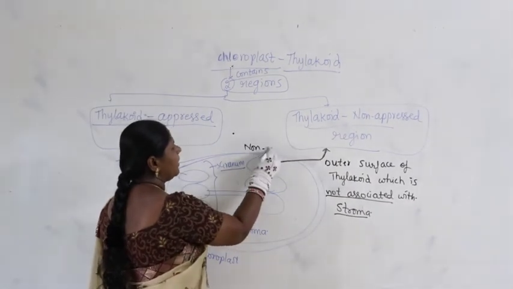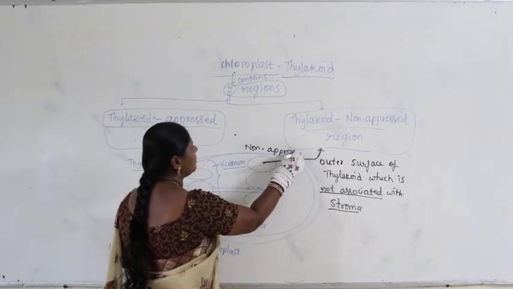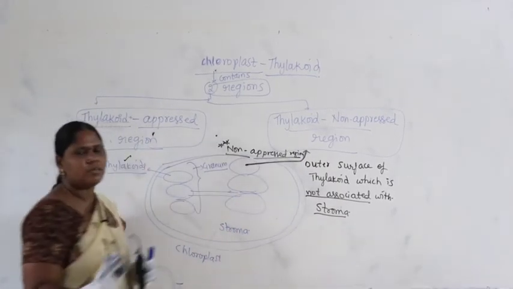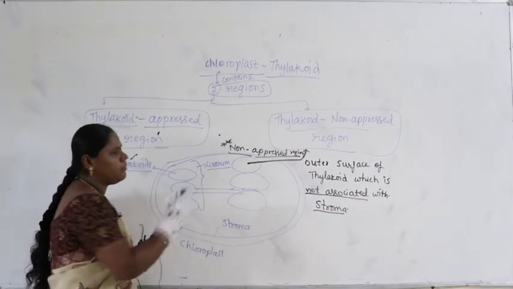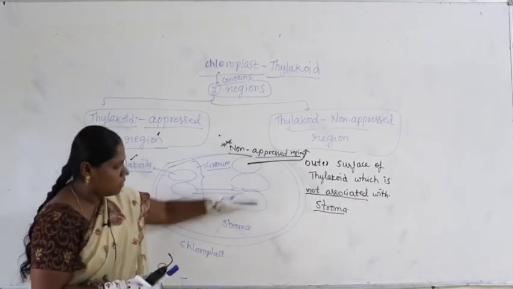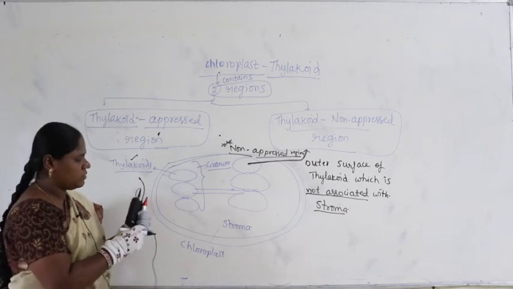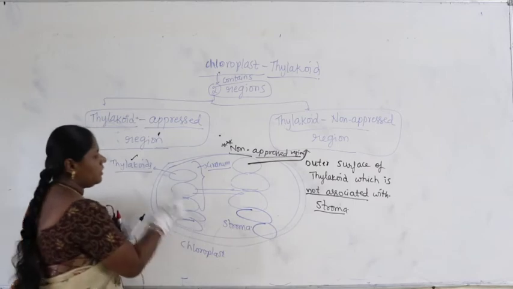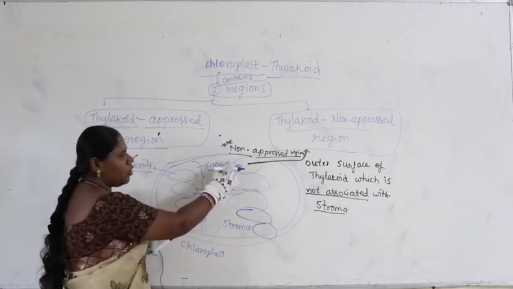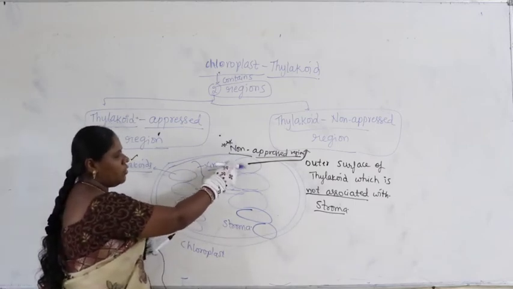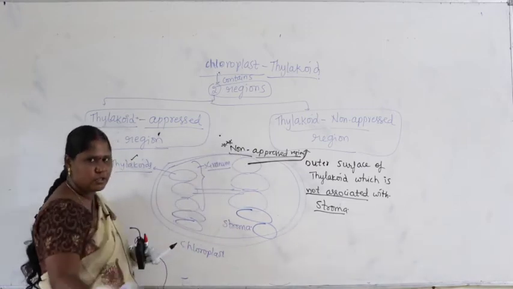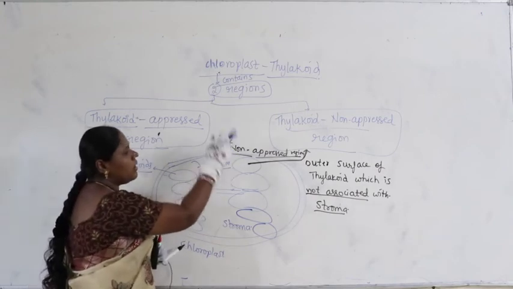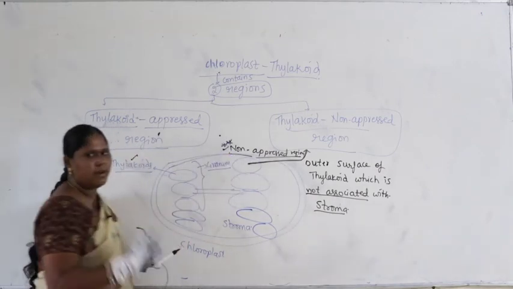If it is not clear, I'm writing again here. Non-oppressed region. Non-oppressed region means not coming in contact with the stroma. There are so many thylakoids placed one above the other. The surface of the thylakoid not coming in contact with the stroma, exposed to the outer side, that region is called a non-oppressed region. Try to remember.